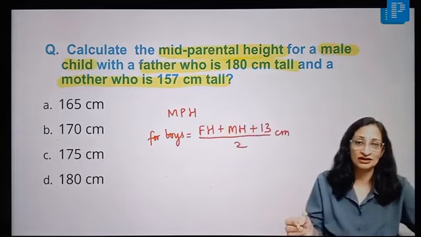So what will be the mid-parental height in this case? The father's height is mentioned as 180, mother's height is mentioned as 157, and you will also add 13 because it is a boy, divided by 2. So what will you get? So you will get 180 plus 170 divided by 2. So that is 175 centimeters. So I can see so many of you have answered correctly. Very nice. Aditya, Harsh, Raksha, Ojas, Aditi, right? Mohanlal, so very good, right?